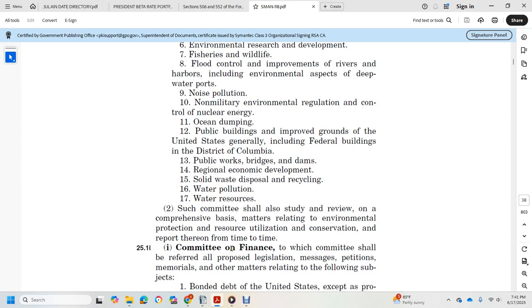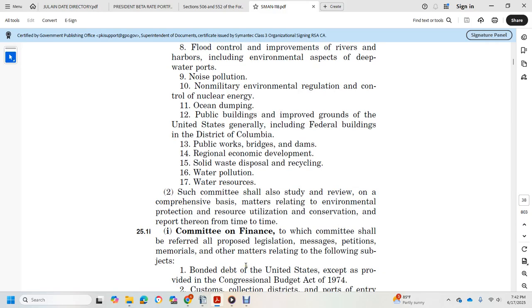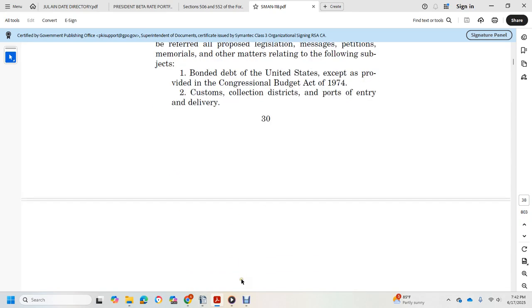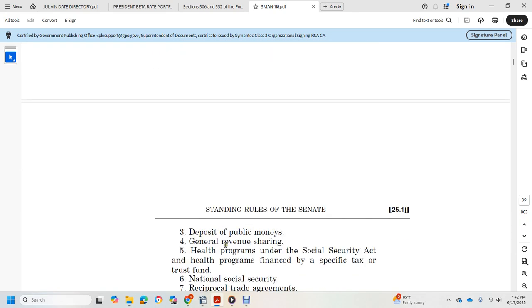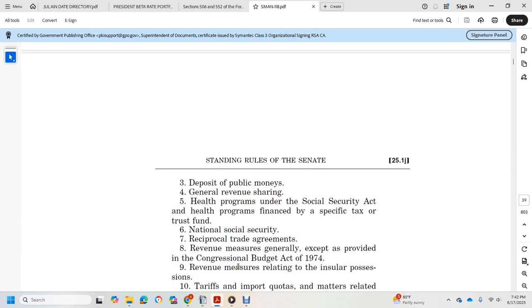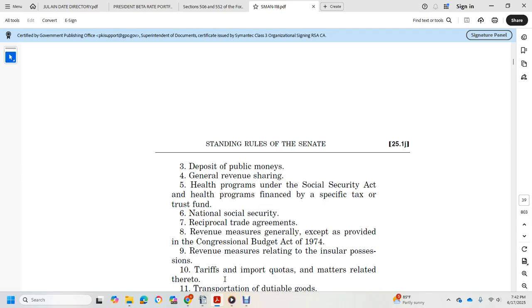Committee on Finance. To the committee shall be referred all proposed legislation, messages, petitions, memorials, and other matters relating to the following subjects: bonded debt of the United States, except as provided in the Congressional Budget Act of 1974, customs collection districts and ports of entry and delivery, deposit of public monies, general revenue sharing, health programs under the Social Security Act and health programs financed by specifically tax or trust funds, national social security, reciprocal trade agreements, revenue measures generally, except as provided in the Congressional Budget Act of 1974, revenue measures relating to insular possessions, tariffs and import quotas and matters related thereto, and transportation of dutiable goods.